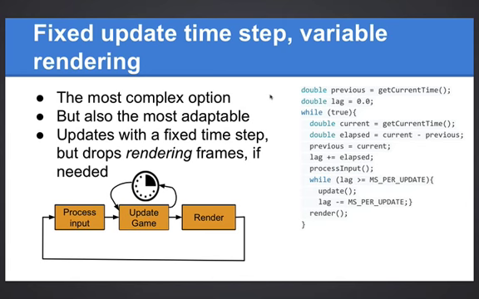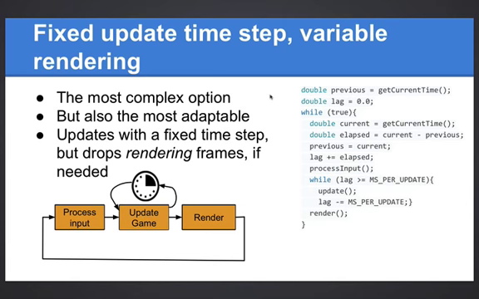Fixed update time step, variable rendering. To find a solution for the variable time step problem, we must look at what each part of the engine is doing. The one part that isn't affected by variable time step is rendering. It will render things wherever they are at the rendering point, no matter how much time has passed.